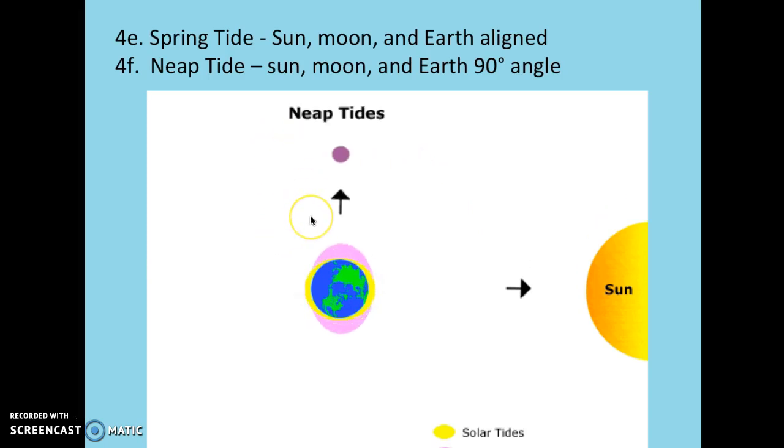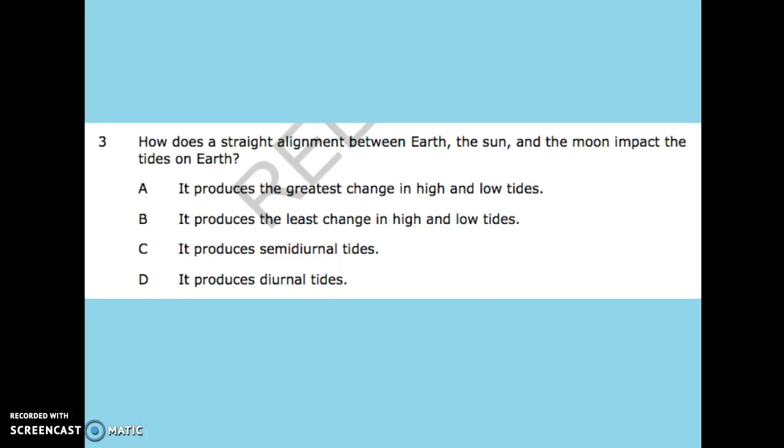Whereas with a neap tide, the low and high tide are going to be a little bit closer. So the low and high tide are not going to be as great of a difference between them, because you have water basically that's being pulled on in both directions. So it's being pulled this way and this way. So how does the straight alignment between Earth, Sun, and the Moon impact the tides on the Earth?